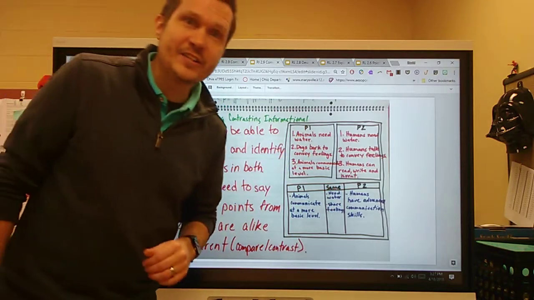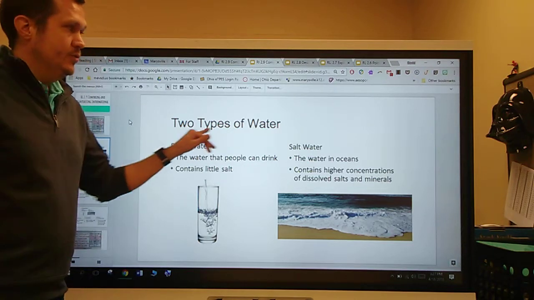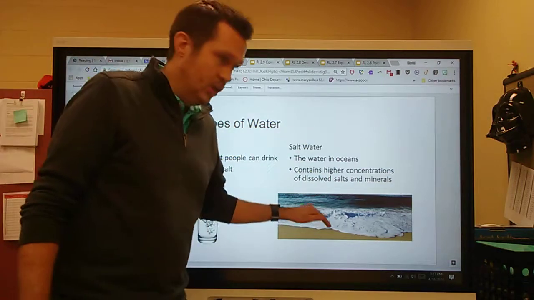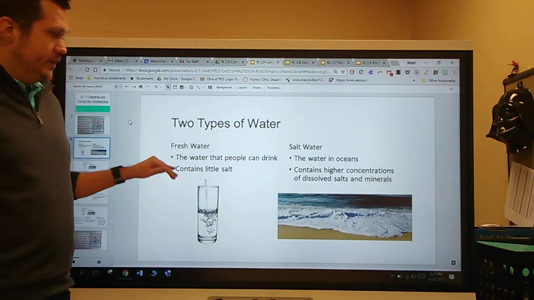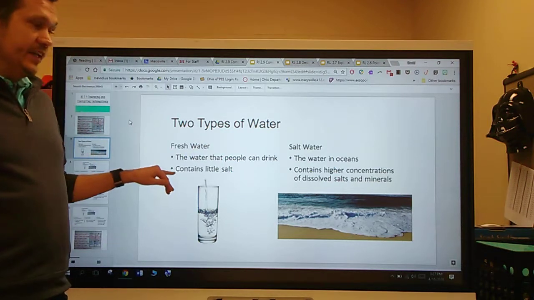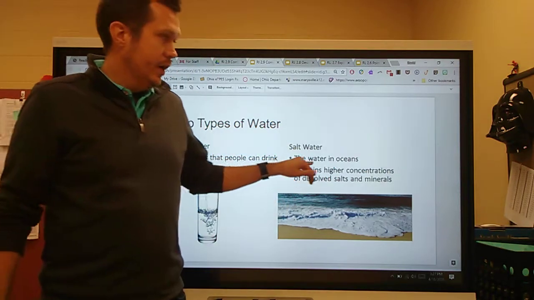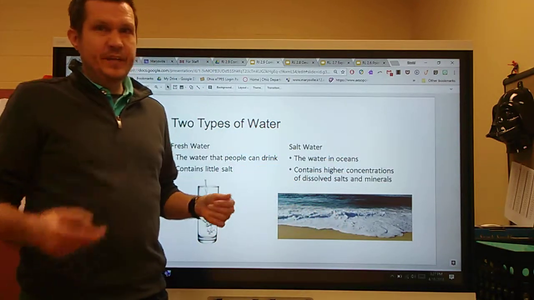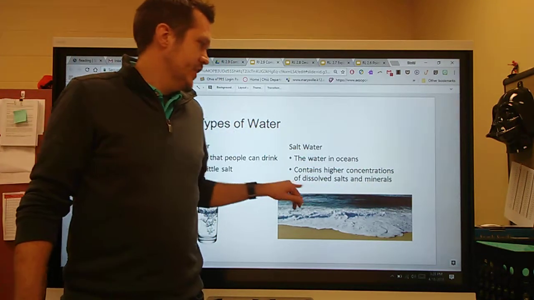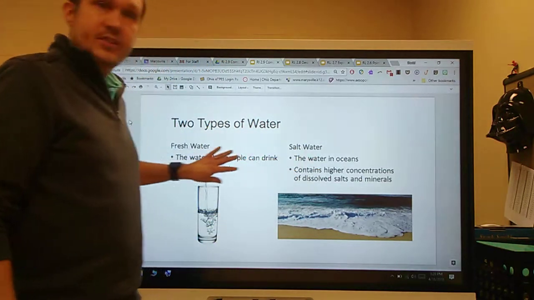So let's take a look at another example. Here we have two different things: the two types of water. Here we learn about fresh water, and here we learn about salt water. Fresh water is the water that people can drink, and it contains a little salt. And then salt water, the water in oceans. It doesn't talk about us not being able to drink it, but I'm assuming that you can. And it contains higher concentrations of dissolved salts and minerals. Ooh, too much salt would probably dehydrate you. So that's what the two texts say.